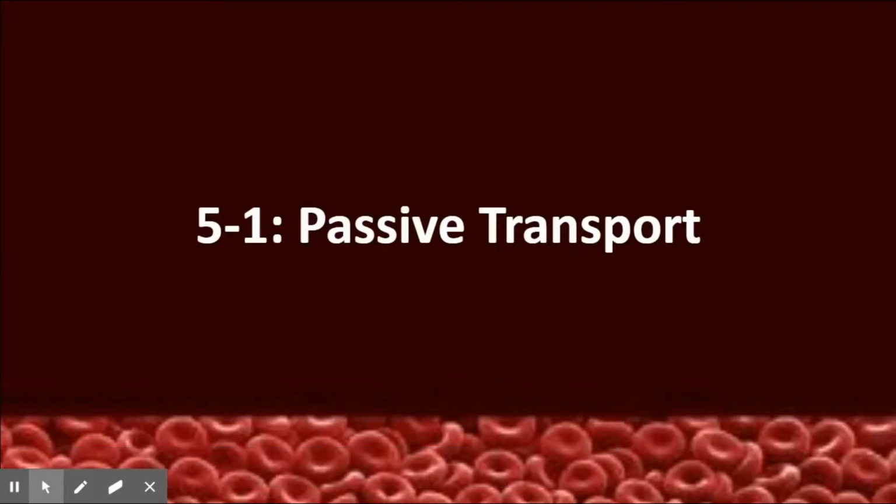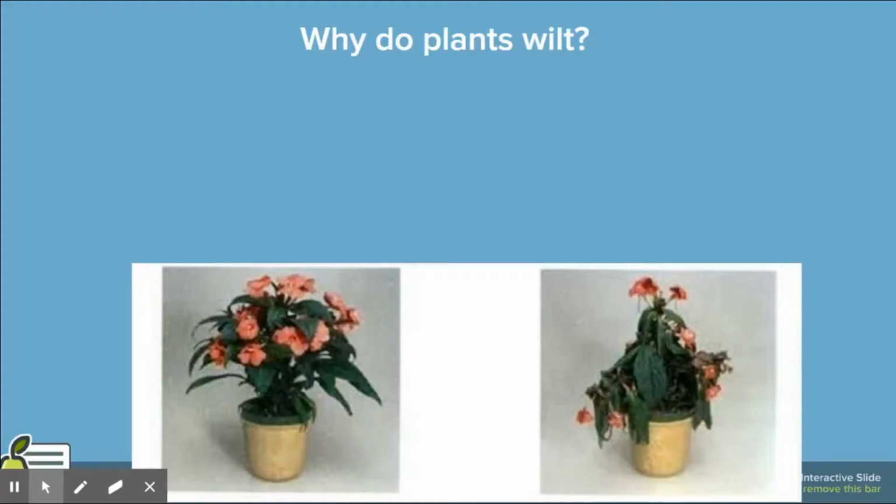In 5.1, we're looking at what is called passive transport. If you think about what passive might mean, if you think of an active person versus a passive person, it's going to be someone that's laid back, doesn't have a lot of energy, and it doesn't take a lot of effort. So that's what we're looking at when we're talking about passive transport.